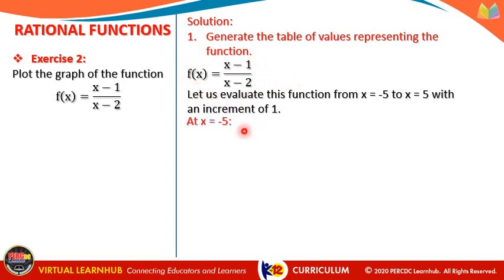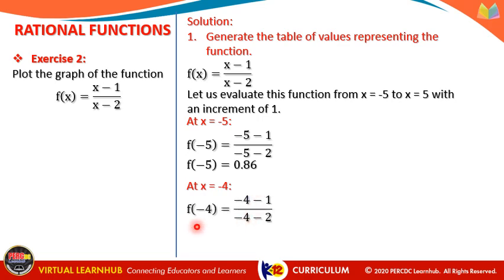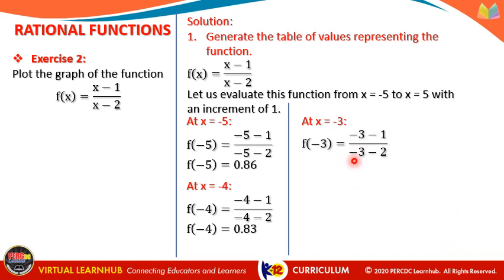Okay, sige. At x is -5, substitute natin yung -5 sa x. So, you'll get -5 minus 1 over -5 minus 2. We will get 0.86. At x is -4, substitute lang natin ang -4 sa x. You'll get -4 minus 1 over -4 minus 2. We will get 0.83. At x is -3, you'll get -3 minus 1 over -3 minus 2. Solving for the value of our function, we will get 0.8.